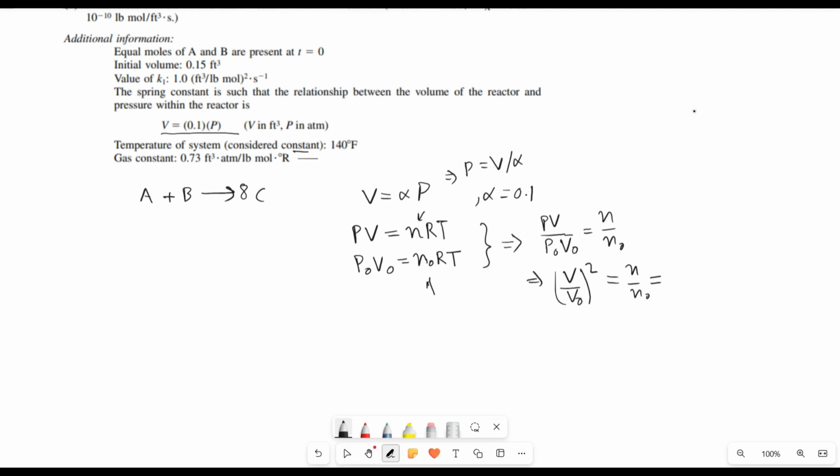Now N by N naught, from stoichiometry, we know, is equal to 1 plus epsilon A times the conversion of A. Now in this problem, epsilon A is the change in stoichiometric coefficients, 8 minus 1 minus 1, divided by the stoichiometric coefficient of A. The limiting reactant can be A or B; either we can choose. I am choosing A because equal initial moles are present and both have stoichiometric coefficient 1. So the stoichiometric coefficient of A is 1, multiplied by the initial mole fraction of A. The mole fraction will be half because equal moles are present. So the value is 3. So epsilon A is 3.